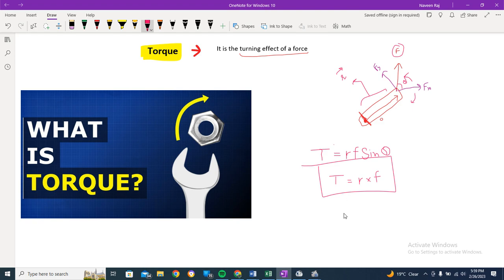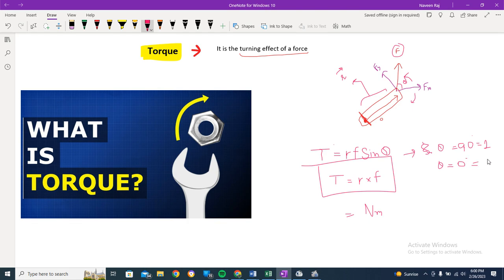If you derive the unit, it would be Newton meter. Of course, there is a force involved, so this is a vector quantity, while there is sine theta. Here is simple math. If the angle theta is 90 degrees, the answer would be 1, and if theta is 0 degrees, then the answer would be 0.